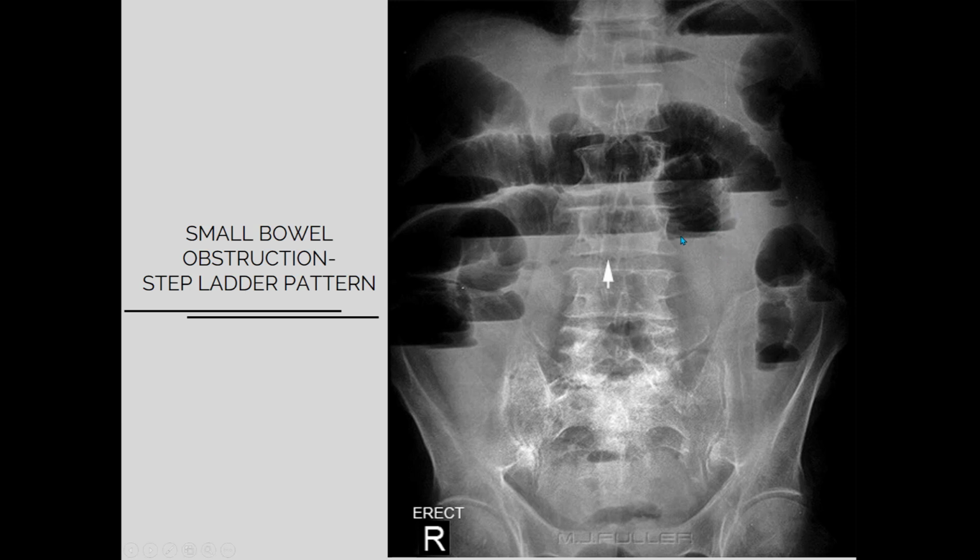Here you can see there are various air fluid levels, and this is basically called the step ladder pattern, because this is just like a wooden ladder in which there are different steps. So here you can see also that there are different steps. So this is called the step ladder pattern.